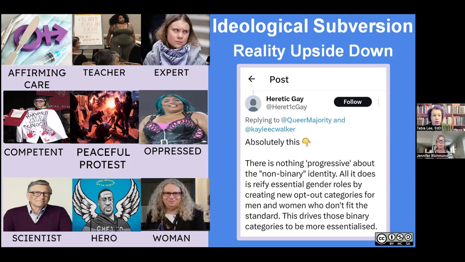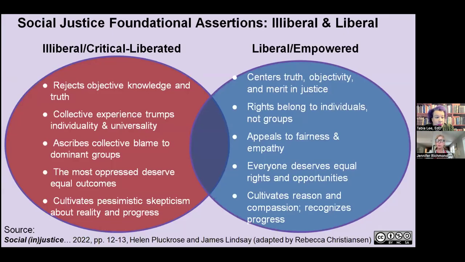When we turn on our news and they're telling us what affirming care is, and what it really means is something completely different, that is ideological subversion at work, and the manipulation of language in particular, which is very important. To capture the language, to redefine it, and demand that others play a part in that and participate in it too, to signal their fidelity to the critical social justice ideology.